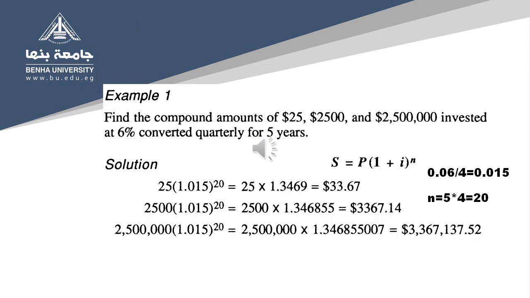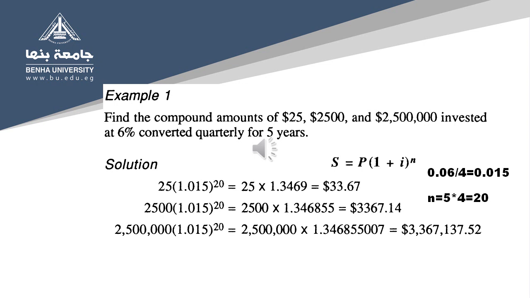Now you can go to example number 1 under 3.6. This example relates to finding the compound amounts of $25, $2,500 and $2,500,000 invested at 6% converted quarterly. You must notice that it is 6% converted quarterly for 5 years. How can we solve this problem?